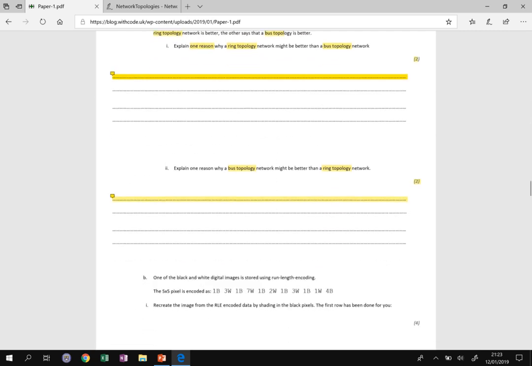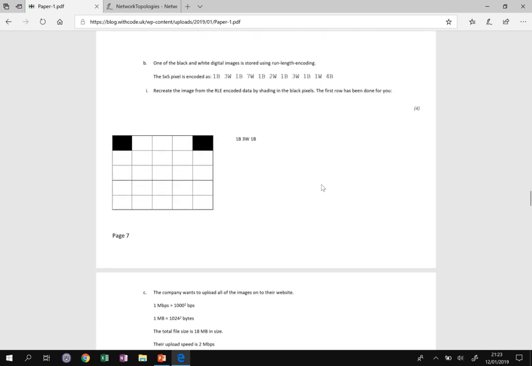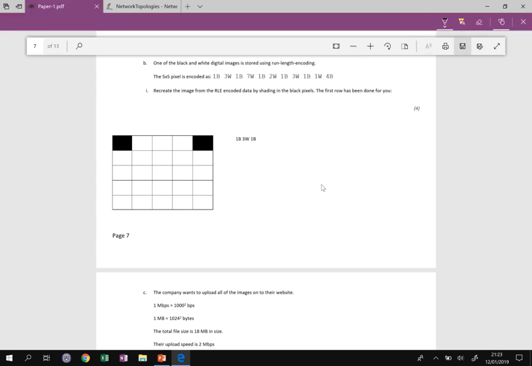Okay, so the next question is 3 part B. This is all about run length encoding, but also for bitmap images. So in this question, it's probably helpful to read it through and then you go away and remind yourself how run length encoding works. One of the black and white digital images is stored using, again, run length encoding. A 5 by 5 pixel image is encoded as 1B, 3W, and so on. So here, 1B means 1 black. So this is 1 black pixel, 3 white pixels, 1, 2, 3, 1 black pixel, and then you've got to work out what the rest of it looks like.